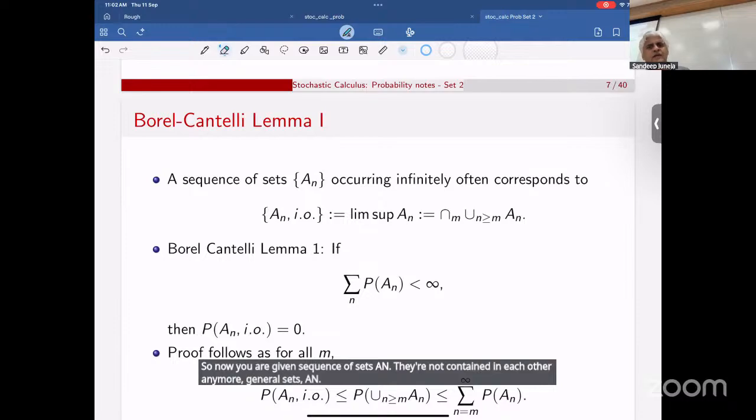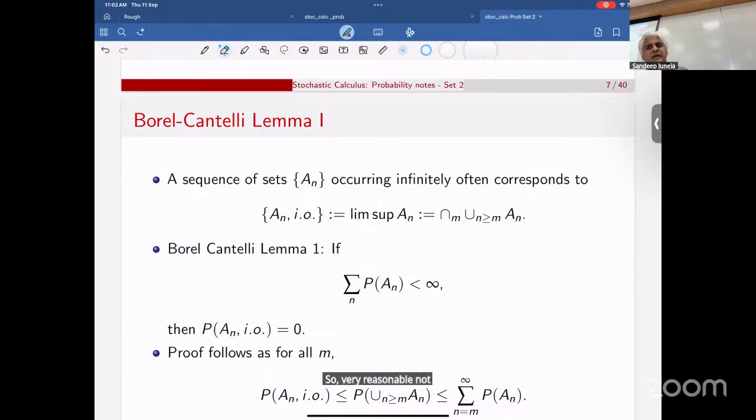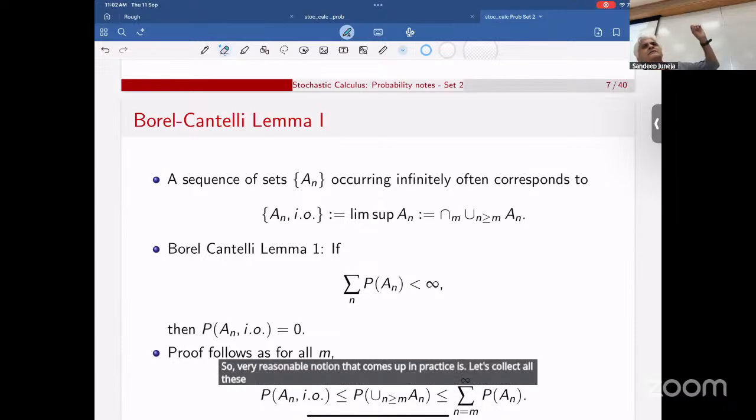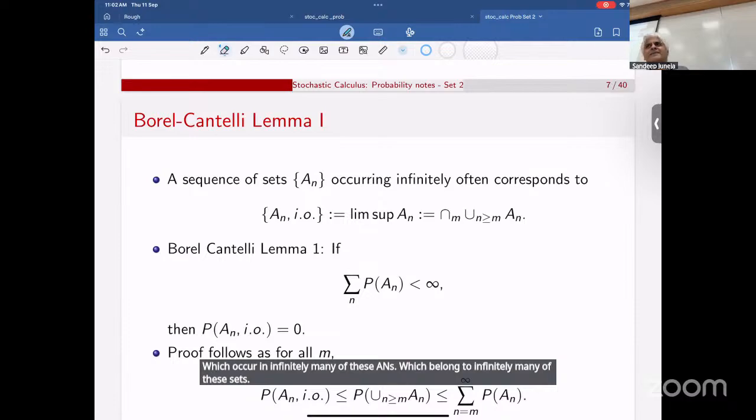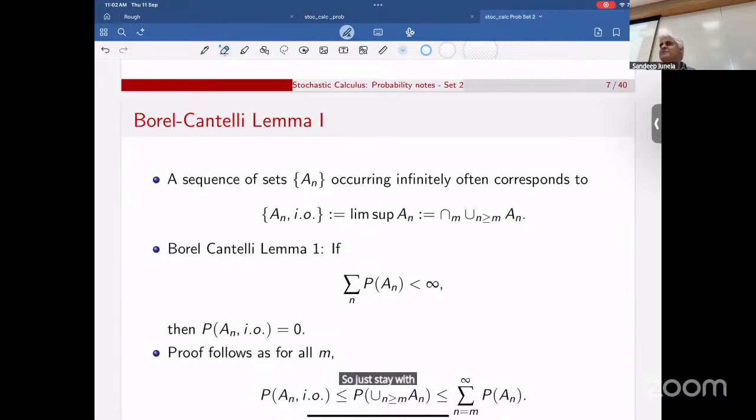A very reasonable notion that comes up in practice is: let's collect all these omegas which occur in infinitely many of these A_n, which belong to infinitely many of these sets. Just mull on this notion for a while. It's easy to get confused.